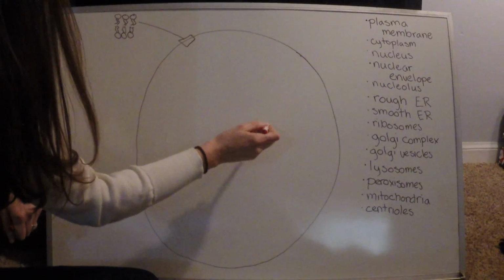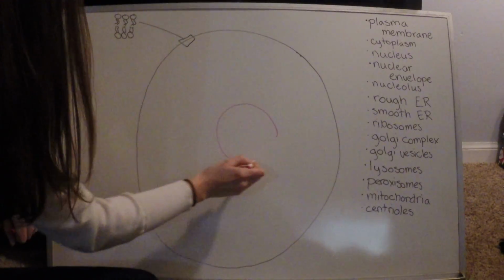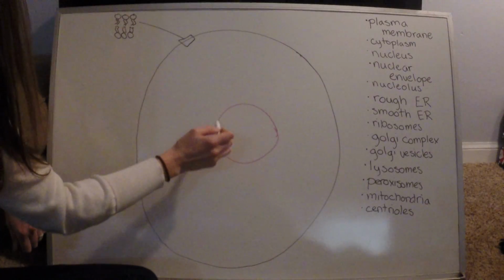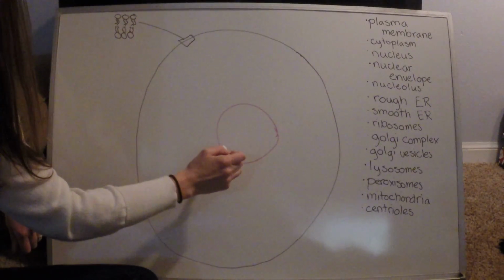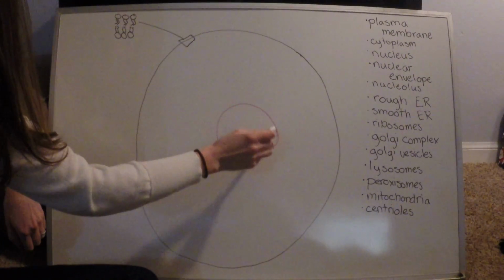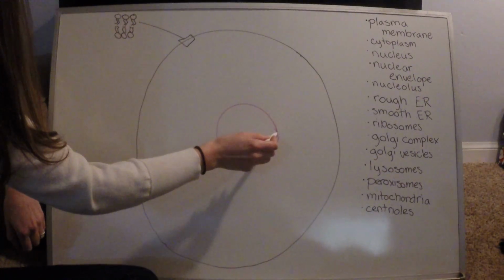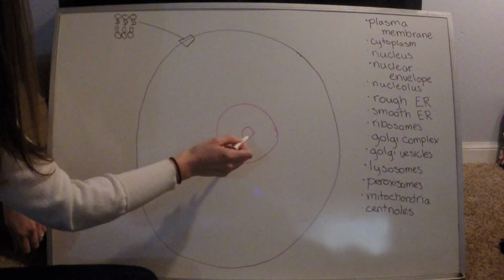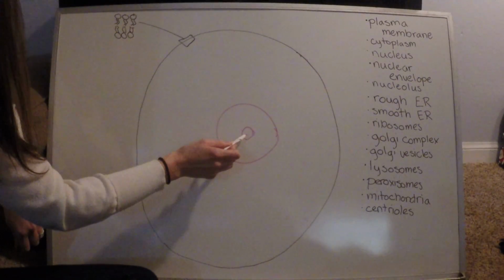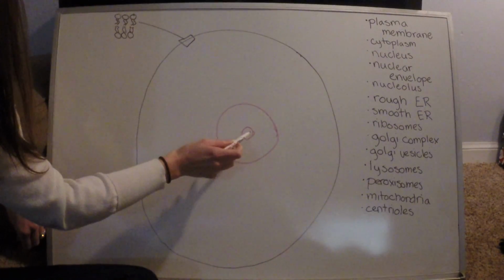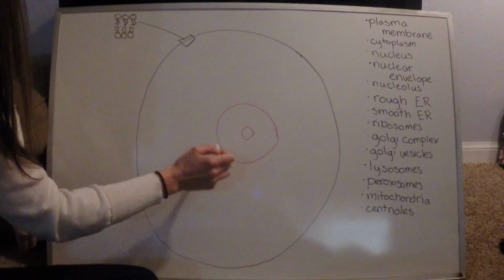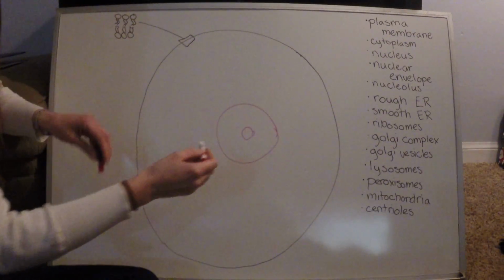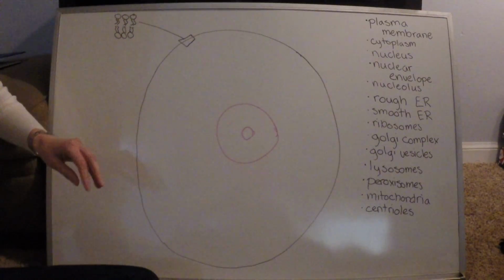Also in the cell, you're going to have a nucleus. The nucleus is sort of enclosed by, again, a double layer membrane that's called the nuclear envelope. And then inside the nucleus, you'll have the nucleolus. The nucleolus is where the ribosomes are held. The nucleus is where DNA is stored, so that's all our genes and everything like that.